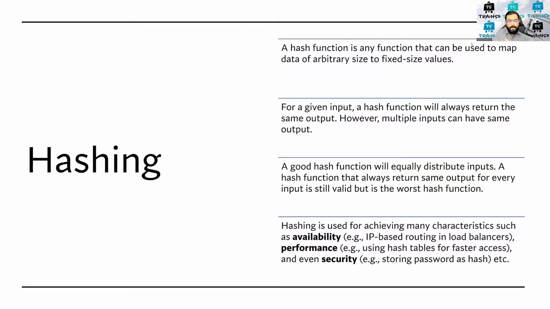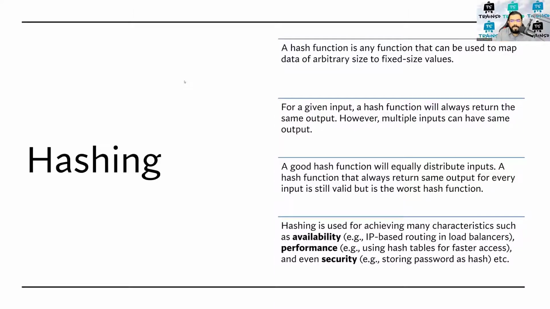Hashing. As per definition, a hash function is any function that can be used to map data of arbitrary size to fixed size values. And also, these hash functions have a very important property. For a given input, a hash function will always return the same output.